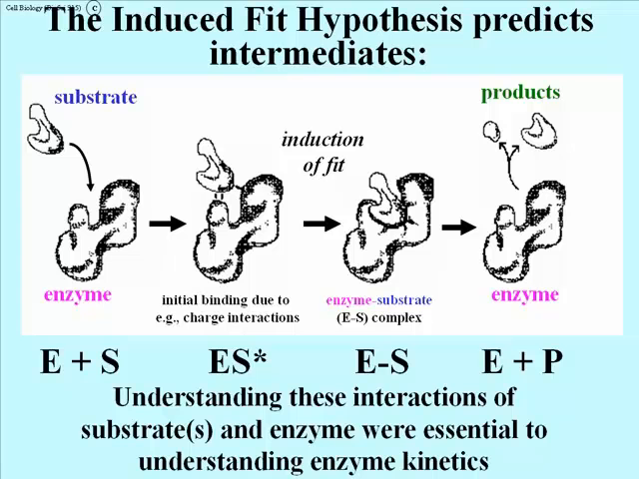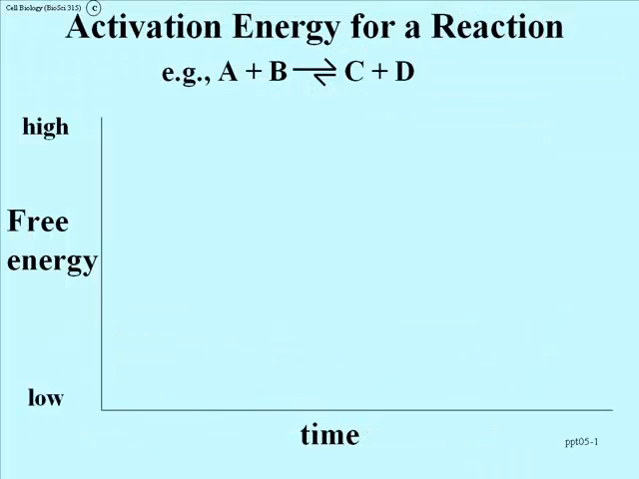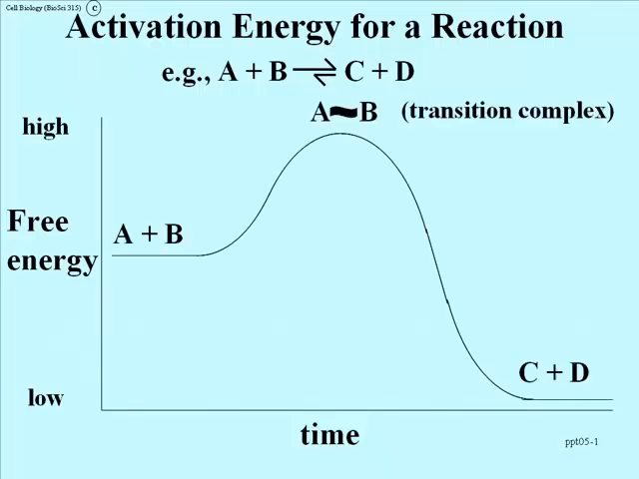So it says, understanding the interactions of substrate or substrates, if there's more than one, and an enzyme are essential to understanding enzyme kinetics. Now let's look at the energy side of the mechanism of enzyme action and talk about activation energy. On this graph, I have plotted free energy versus time, and the graph that just appeared is a graph of the progress of the formation of C and D from A and B in the reaction shown. A plus B goes to C plus D.